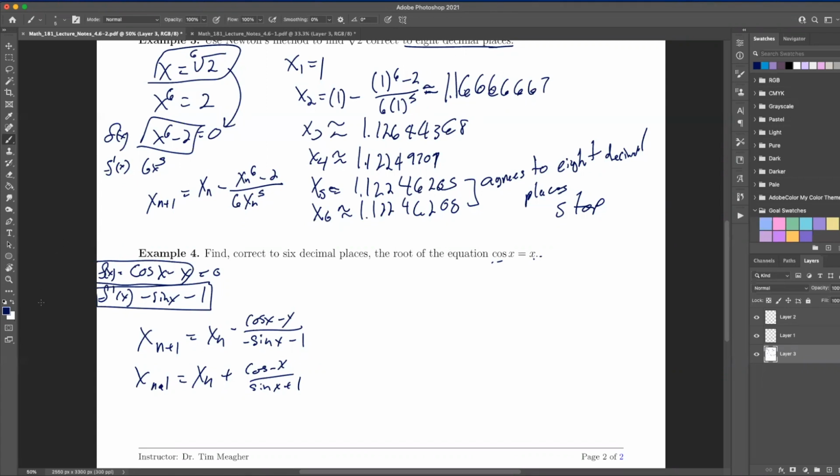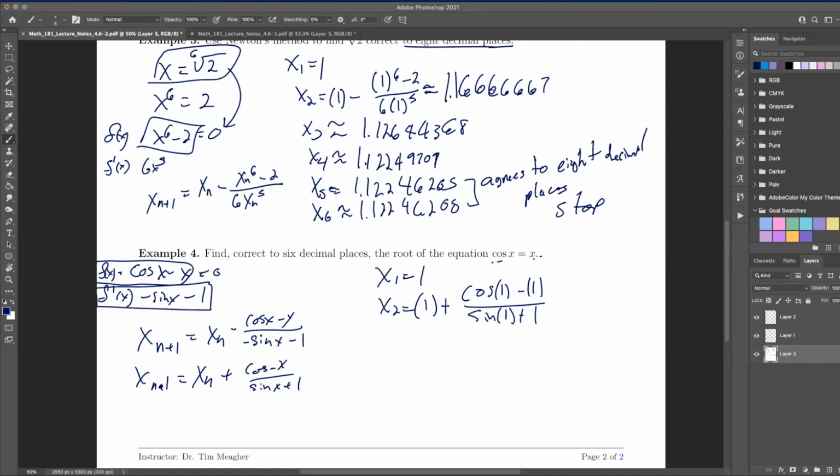And so here I'm just going to choose x1, and I'll do the first one with you, and then I'll just pop you to the answer. All right, so x1 is equal to 1. x2 is equal to, in this case, 1 plus, we're going to use this, cosine of 1 minus 1 divided by sine of 1 plus 1. And notice here I use the parentheses to indicate everywhere I have to input something.